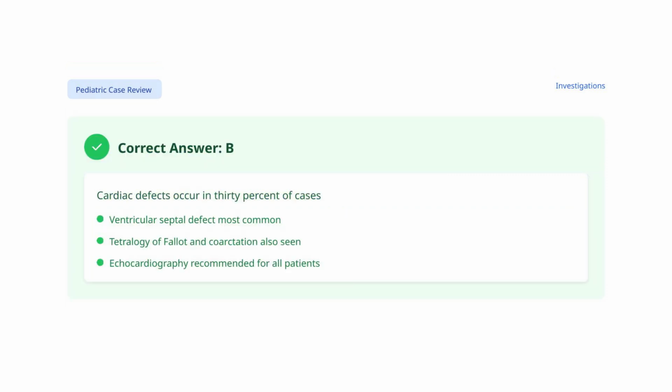Cardiac defects occur in approximately 30% of Goldenhar syndrome cases. Ventricular septal defect represents the most common cardiac anomaly. Tetralogy of Fallot and coarctation of aorta are also seen. Therefore, echocardiography is recommended for all patients with Goldenhar syndrome during initial evaluation.